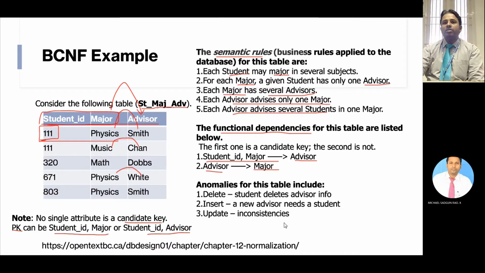Now the problem here is, if you delete a student in this table, then the advisor also gets deleted. When you want to insert a new advisor, we need student data also. We cannot simply add advisor data, and we cannot simply delete student data. There will also be inconsistencies in updating. This is the anomaly identified: when you remove something, it affects some other thing. It should not be like that.